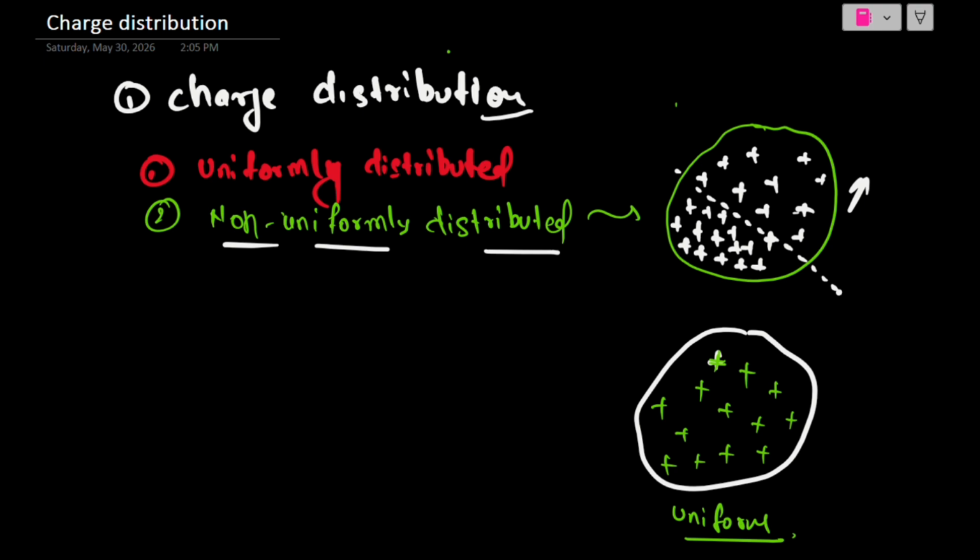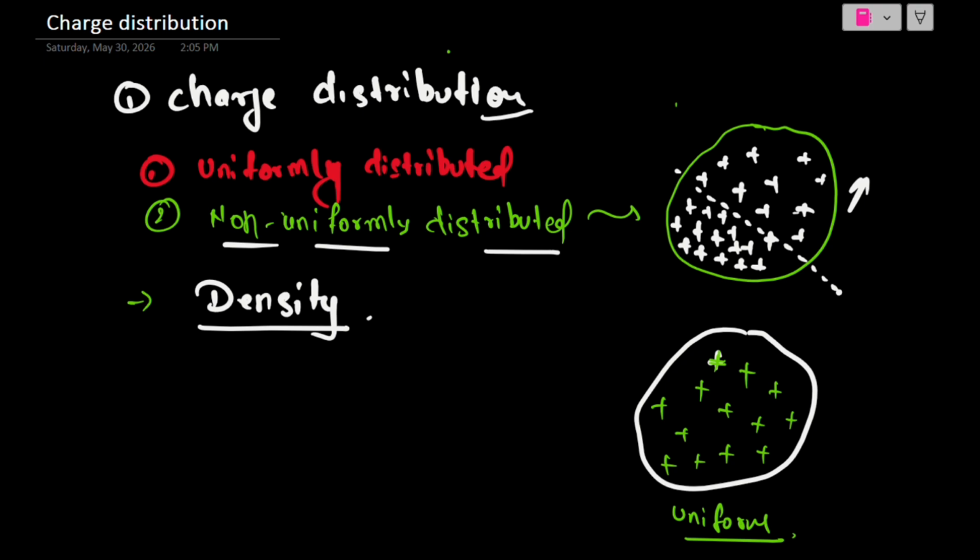Since we know how charge is distributed, in two ways, uniformly distributed or non-uniformly distributed, now we can calculate their densities, right? So what we call density refers to the charge per unit area, or charge per unit length, or maybe charge per unit volume. Density tells you how much amount of something is present in a particular region. That's what density is.